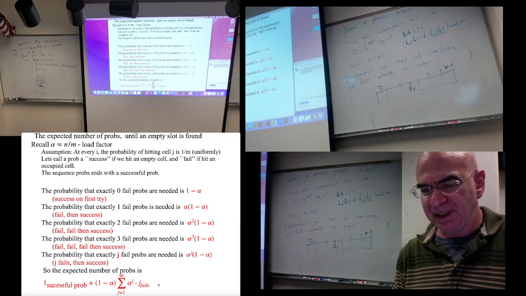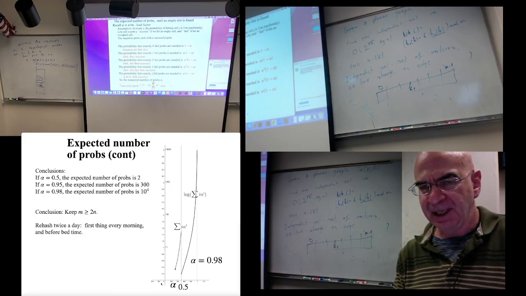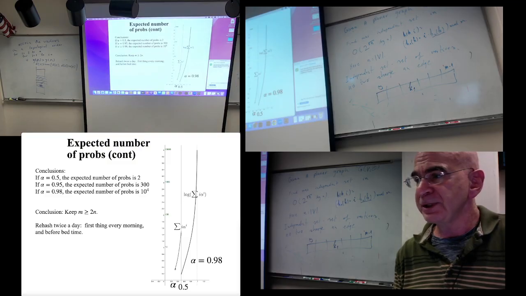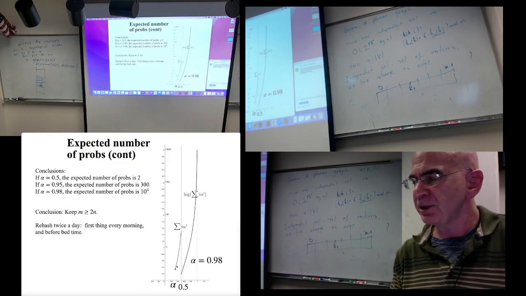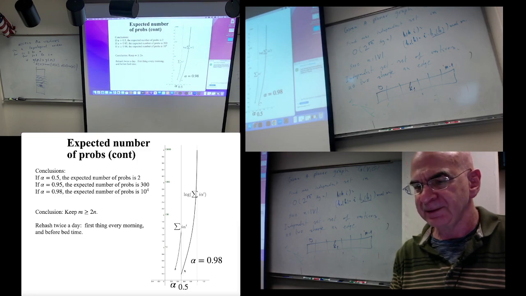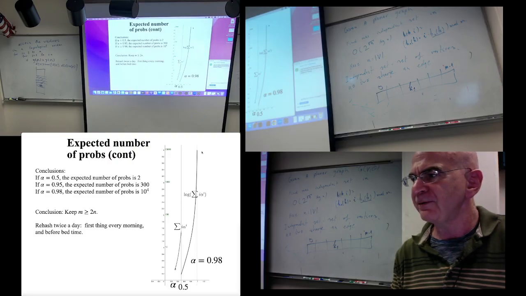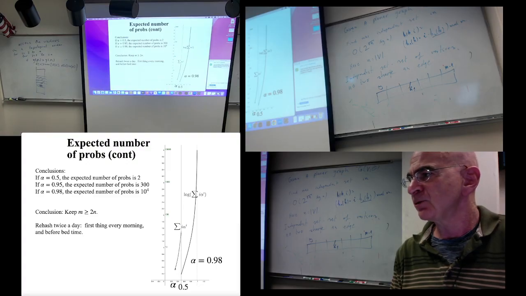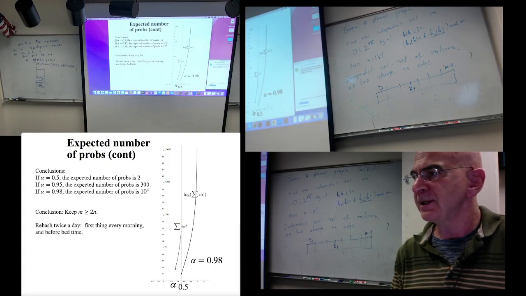What is the expected number? This summation is not exactly a geometric summation, but it has its own formula. When alpha starts to be larger than half, then I need to show it on a logarithmic scale, and this number goes really, really fast to almost the whole table. That is, the message from here is make sure that your table is at least half empty.